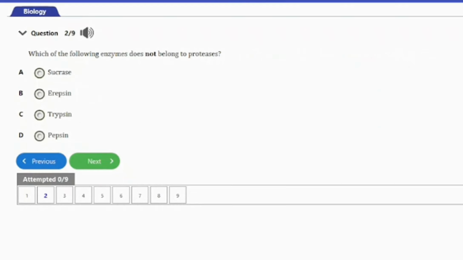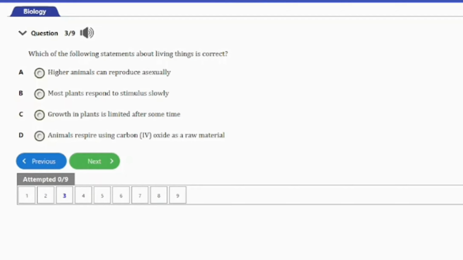Question number 2 here, it says, which of the following enzymes does not belong to proteases? We have A. Sucrase, B. Erepsin, C. Trypsin, and D. Pepsin. So guys, the answer to this question is option A. Sucrase is actually the enzyme that breaks down sucrose. So it's not in the family of proteases. But guys, erepsin, trypsin, and pepsin are actually proteases. So option A is the answer to this question. Let's go ahead and consider the next question, guys.